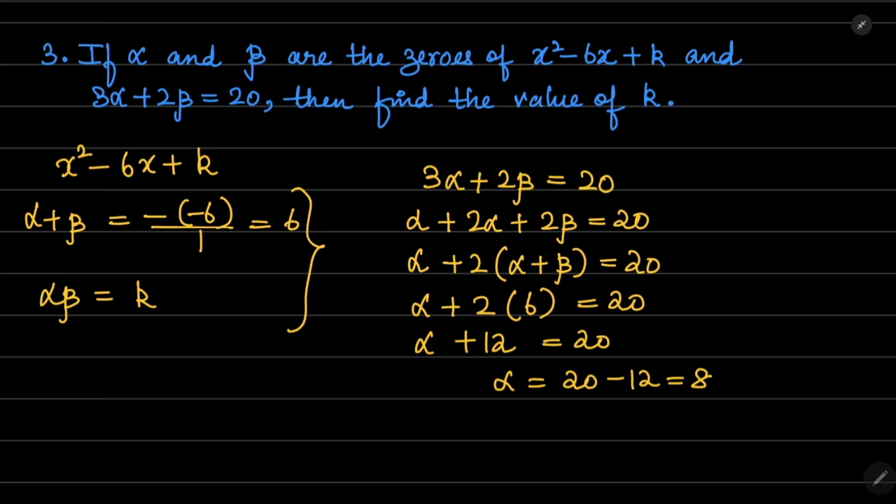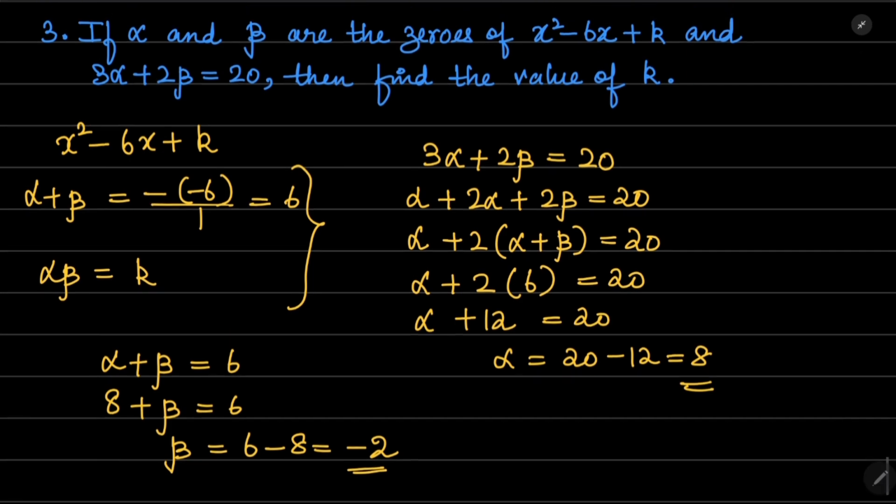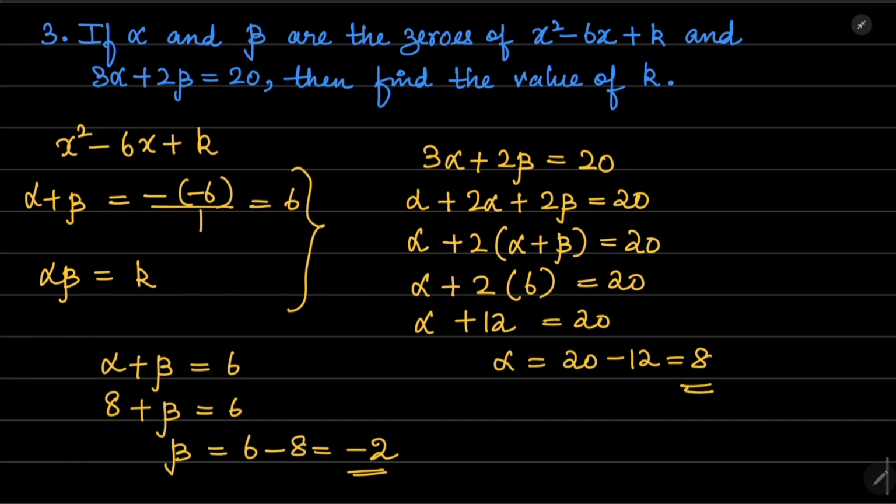Okay. Now you can substitute in any one of the equations. So we know that alpha plus beta is equal to 6. Alpha is 8. 8 plus beta equal to 6 and beta is equal to 6 minus 8, which is minus 2. Okay. So you have got the zeros of the given polynomial. Now you have to find the value of k. Isn't it? So how will you find out the value of k? What is k here? We know the product of the zeros is equal to k.